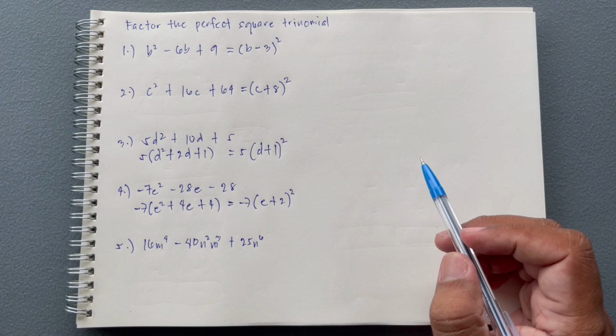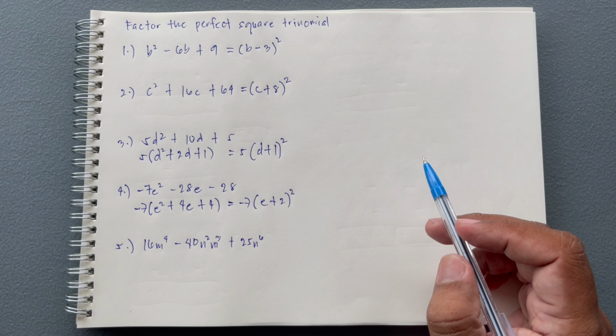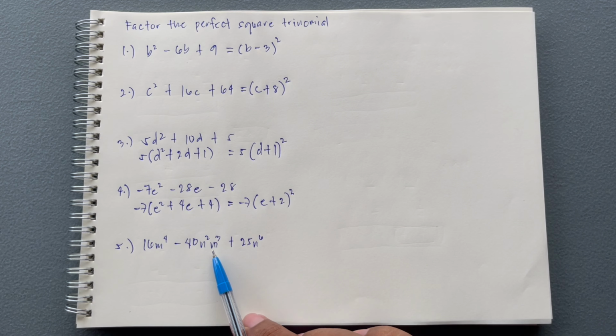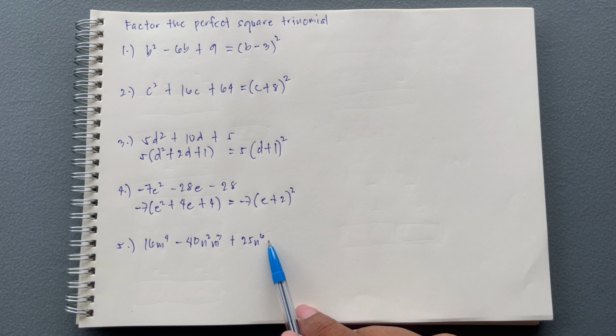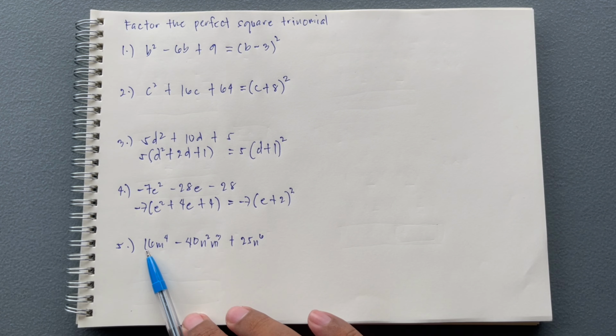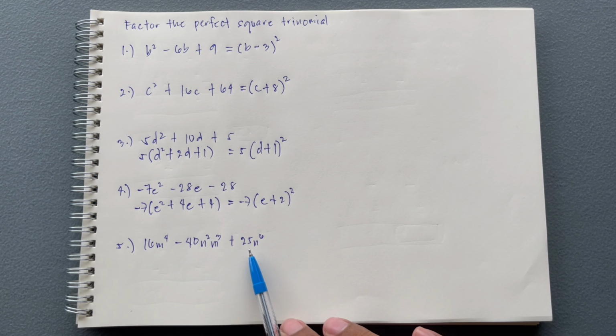Okay, number 5. We have 16m to the 4th, minus 40n squared m cubed, plus 25n to the 6th power. Okay, 16, 40, and 25 do not have a common factor. But 16 is already a perfect square and 25 is also a perfect square.